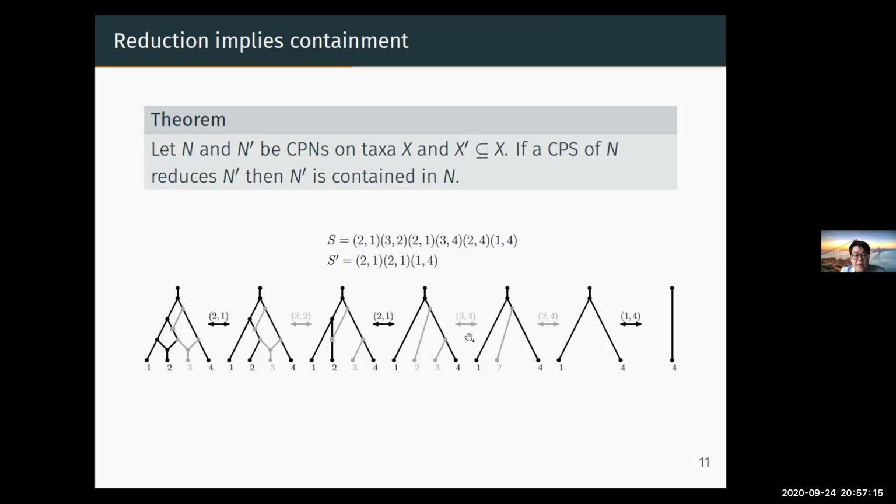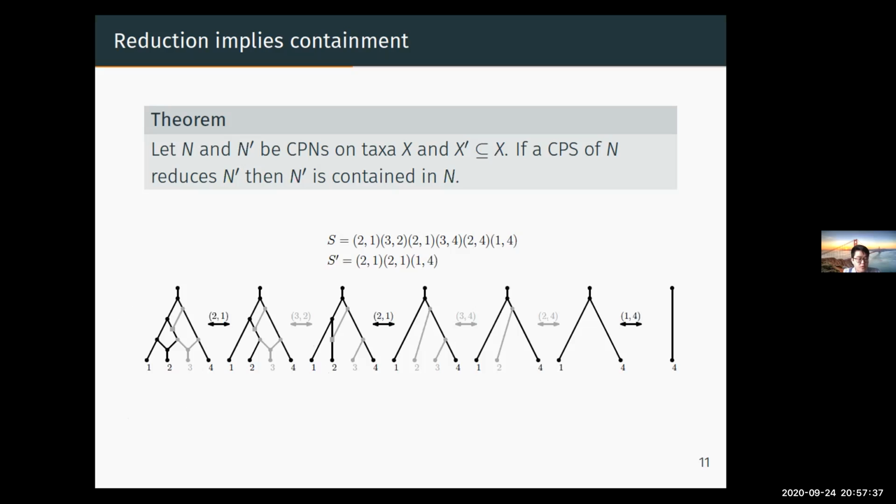Okay, but basically, when you build back the network, you just pay attention to each pair that is also used in the reduction of the smaller network. And whenever those pairs appear, you basically label the edges black. And then you end up with the embedding of the smaller network in the larger network.